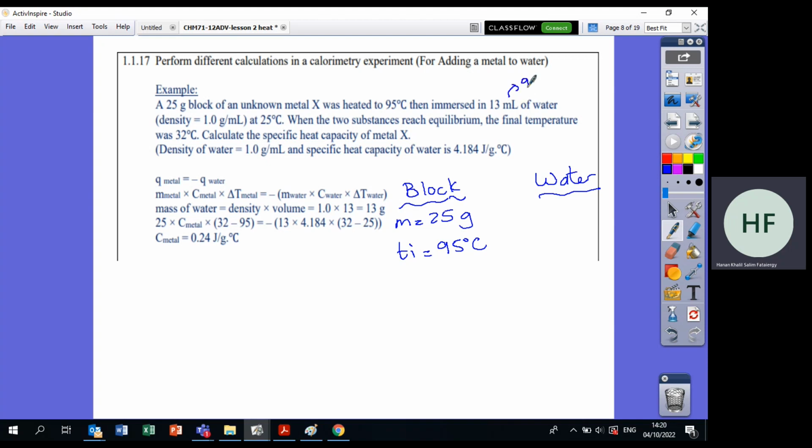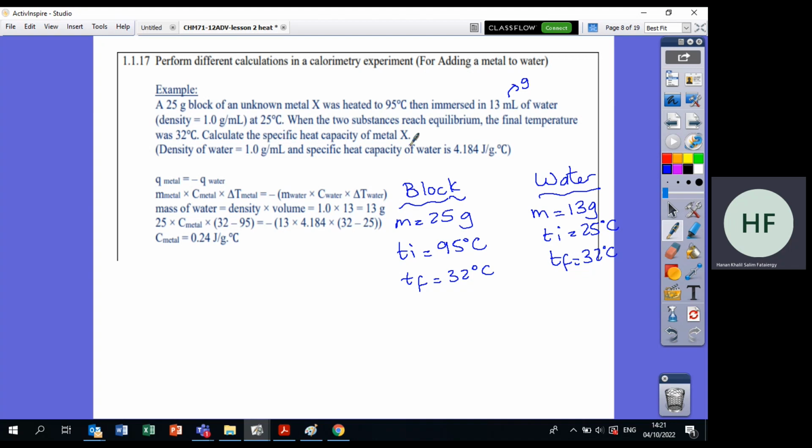Remember that the volume is equal to the mass, so milliliter is the same as grams, so the mass is equal to 13 grams. At 25, so this is the initial temperature. When the two substances reach equilibrium, the final temperature was 32. Remember, this temperature is for both because I put the block in water. So T final is equal to 32 and T final is equal to 32.